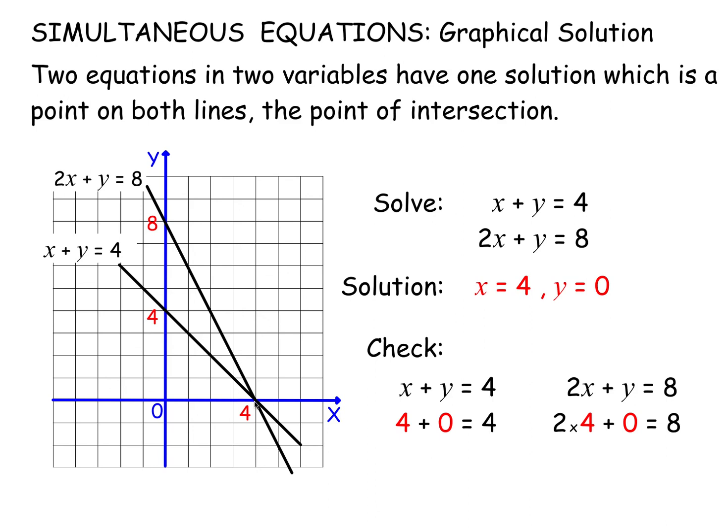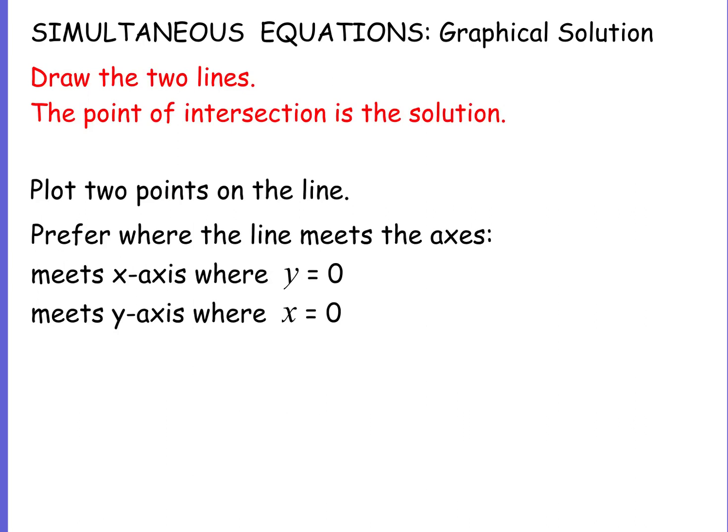And the point of intersection is the solution. So that is what this video is about. Simultaneous equations, two equations with two variables, the graphical solution: draw the graphs, find the point of intersection. So that's it in short. Draw the two lines. The point of intersection is the solution.